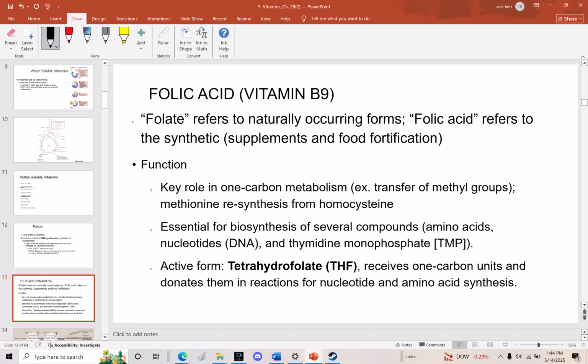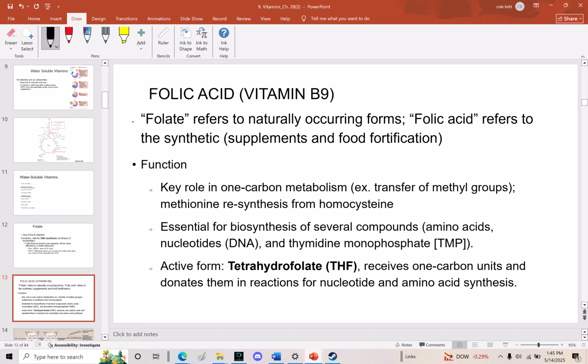They do one carbon metabolism. That is their main role. This is what they do. One carbon metabolism. They help enzymes transfer methyl groups. And you need it for DNA. So DNA, also some amino acids, you can't make methionine from homocysteine without folate. The DNA is the big one. Thymidine monophosphate is just one of the nucleotides of DNA.